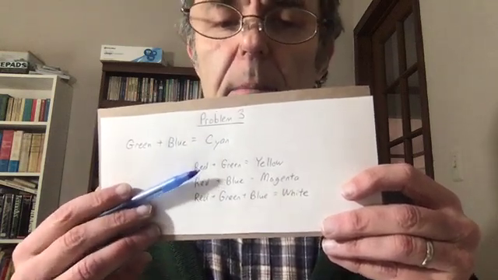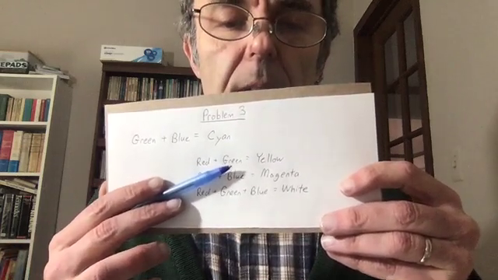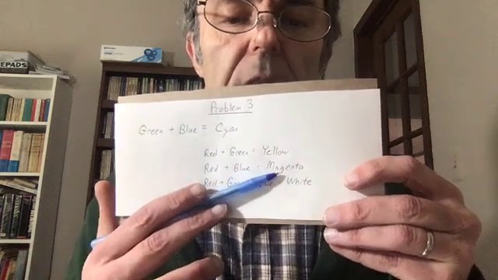Some other combinations that you need to know: if you take red and green and mix them together, you get yellow. And if you take red and blue and mix them together, you get magenta.